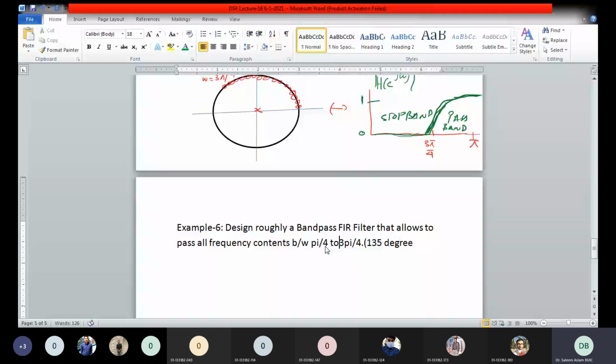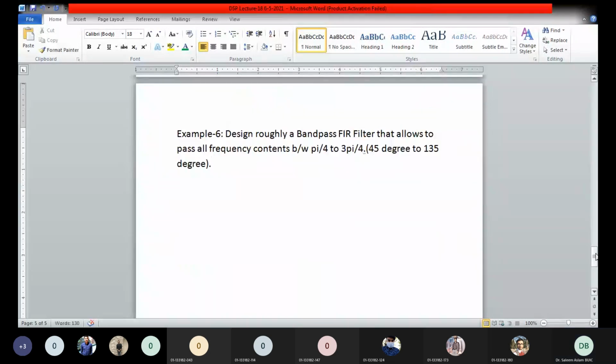So it means it's from 45 degrees to 135 degrees. From here we can see that its pole zero diagram would be like this.